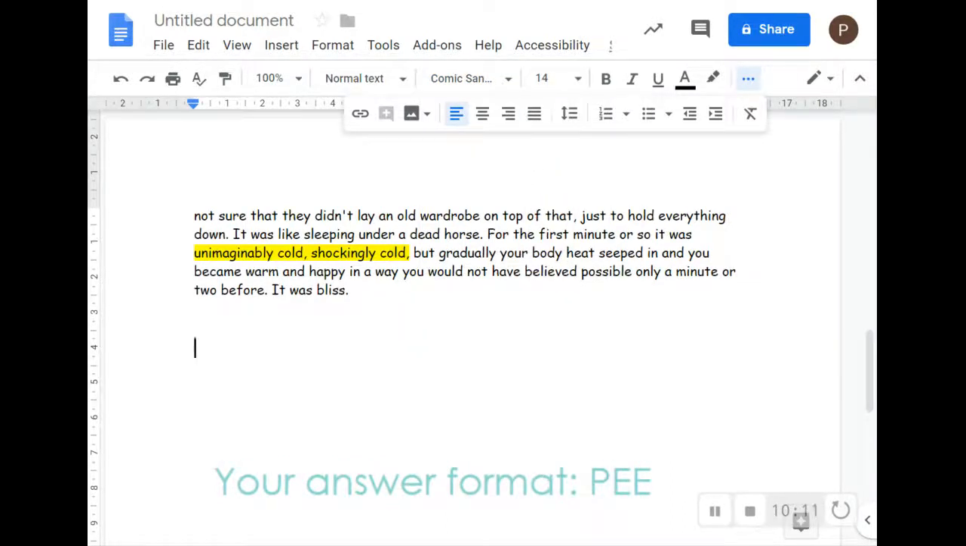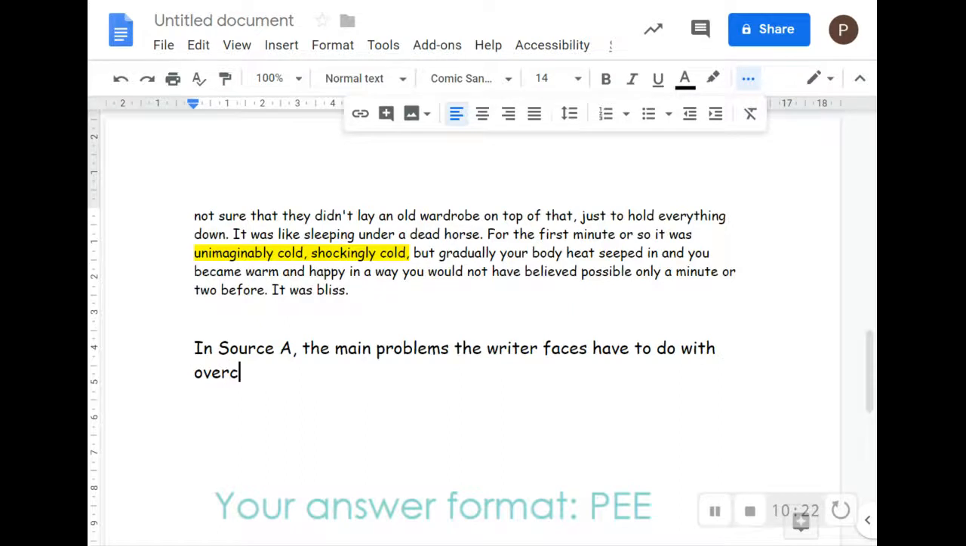Put in a bigger font. In source A, the main problems the writer faces have to do with overcrowding and dirt.